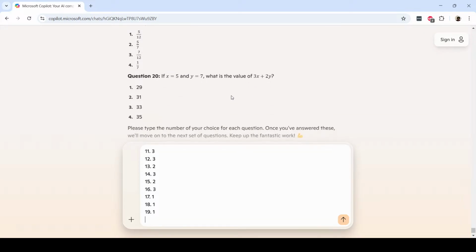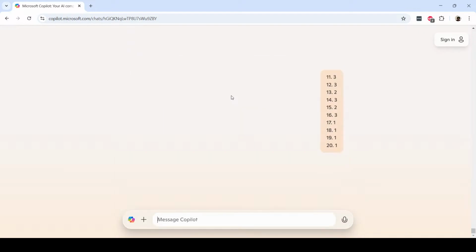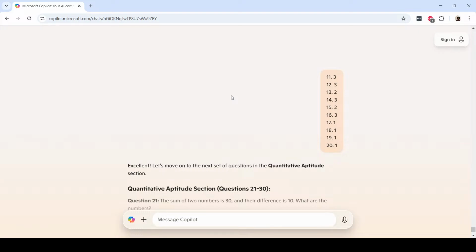If x equals 5 and y equals 7, then what is the value of this? Why these kinds of questions are asked, I don't know. 15 plus 14, 29. Maybe if someone keeps on these kinds of questions and doesn't attempt others, they will just lose marks. So now attempt the next 10 questions.